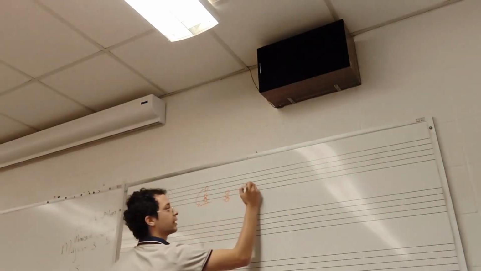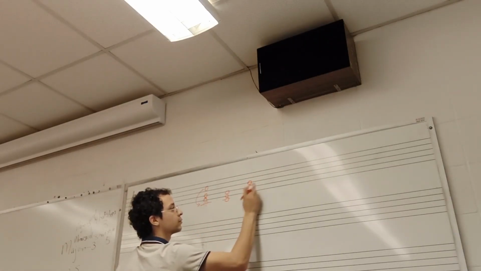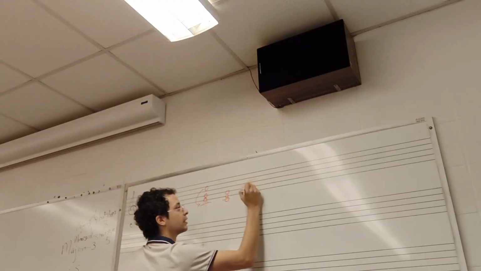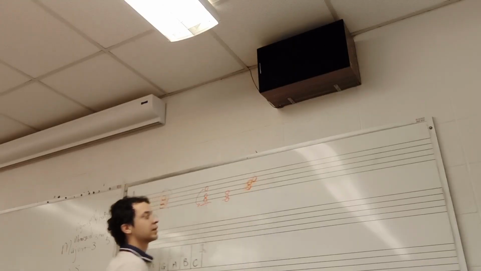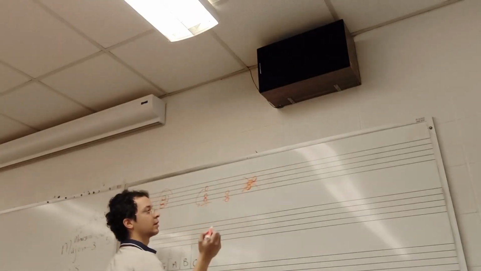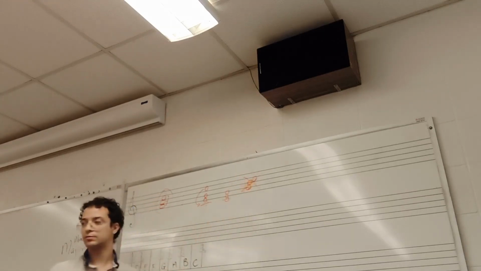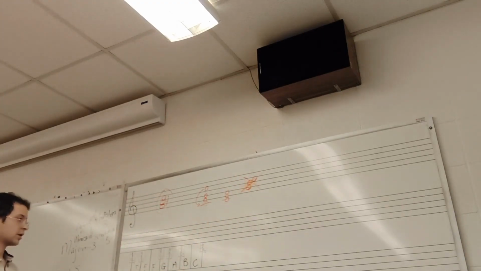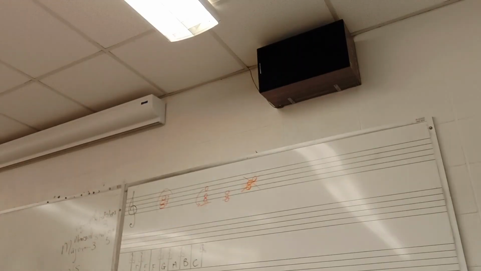If you had something like this, line, sorry, it's not very clear. Line, and a space, that would not be a triad, because it's G, B, and C. We don't call that a triad. Sometimes you can make that sound like a triad, but it doesn't look like a triad. Okay? All right.